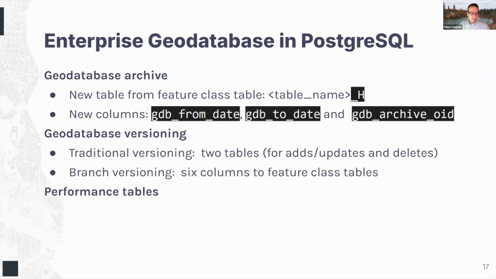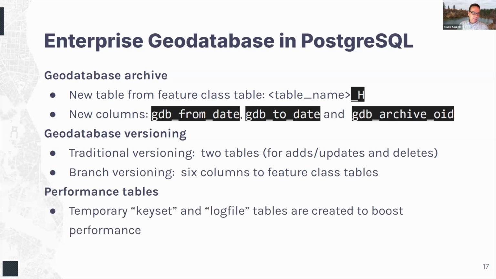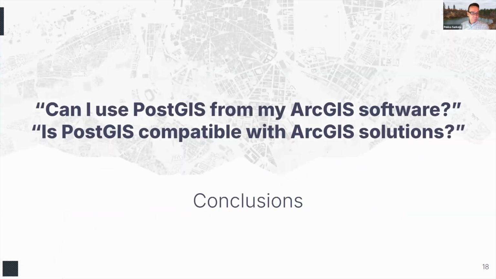Performance tables is something that I don't really understand, but there are temporary key set and log file tables which are created to boost performance. It's interesting. I don't know how this will boost and why PostgreSQL isn't fast enough. Maybe this is a reason to have an enterprise database also within other databases, so you need to have this kind of performance tables.